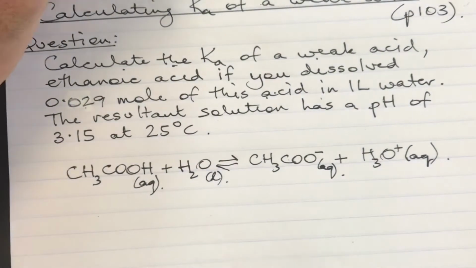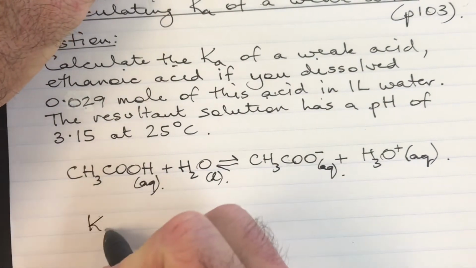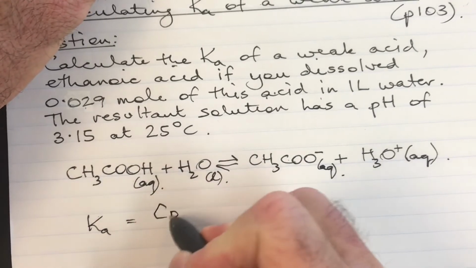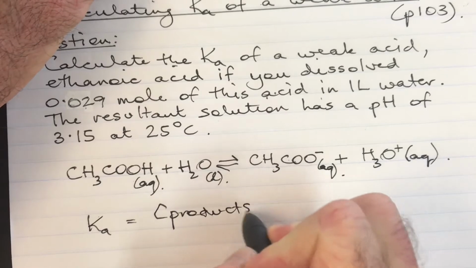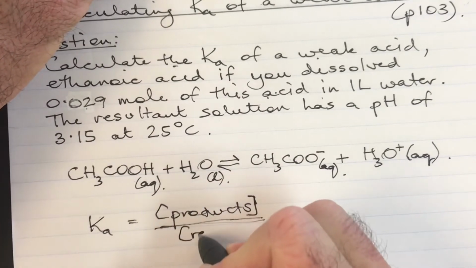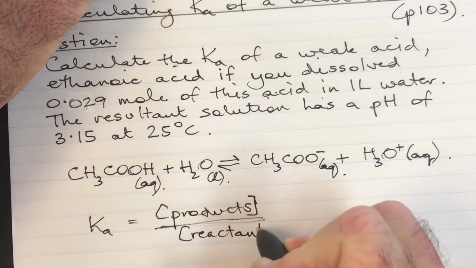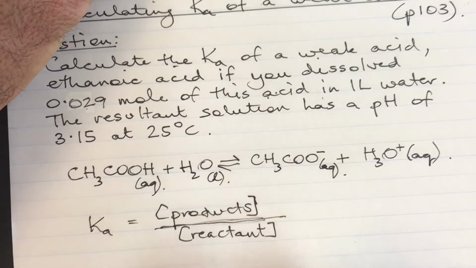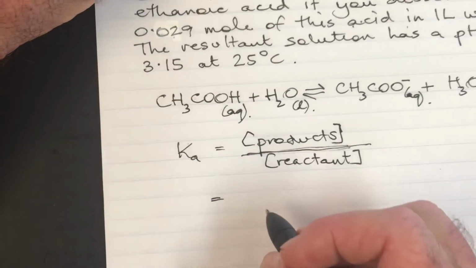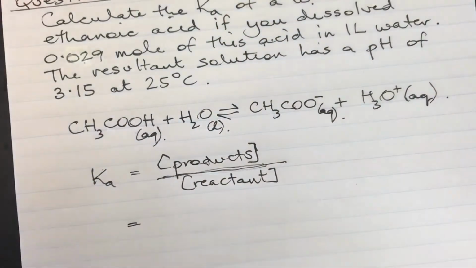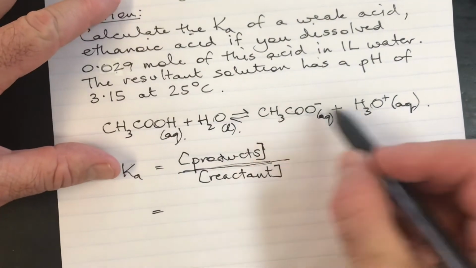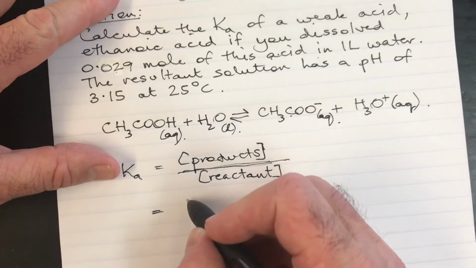So therefore, coming up with the expression for Ka should be pretty straightforward. There won't be any indexes. Don't forget, it's product concentrations over reactant concentrations. So therefore the expression will be the concentrations of these species.